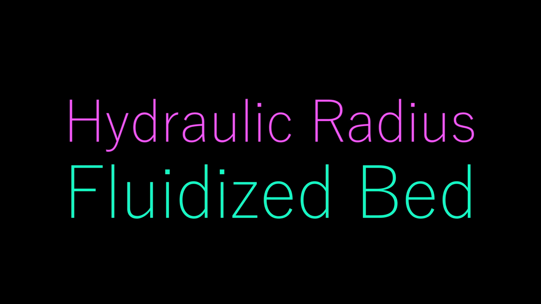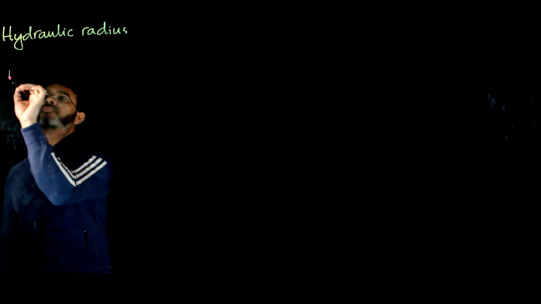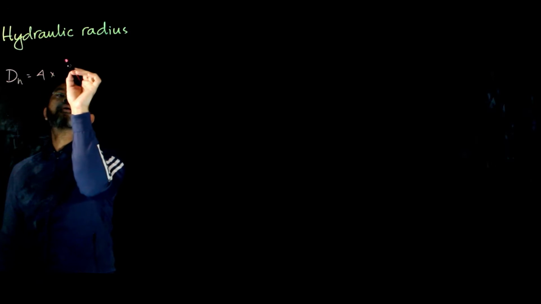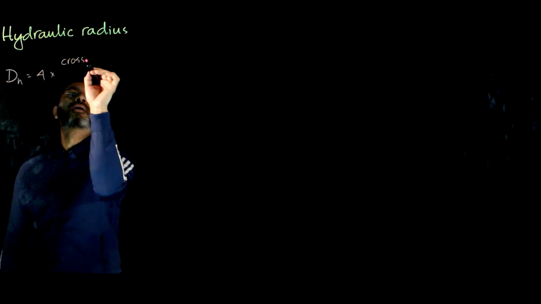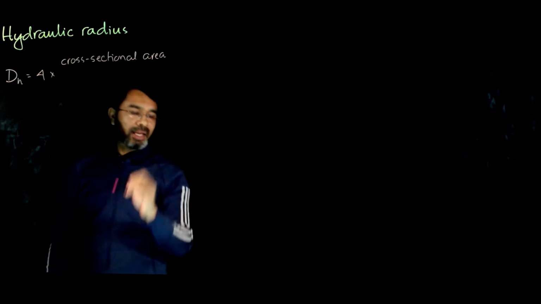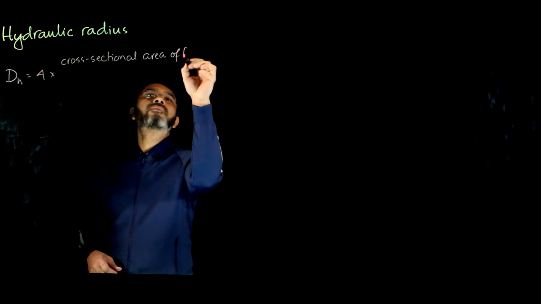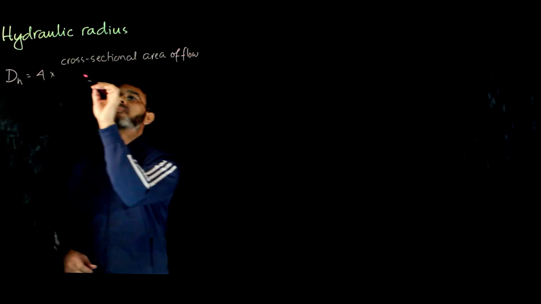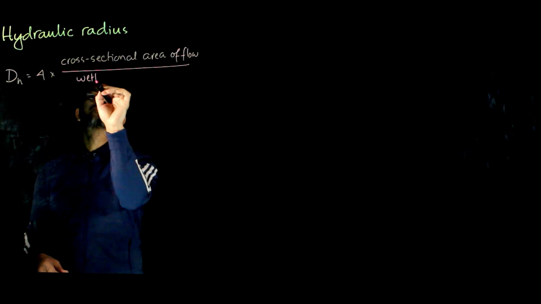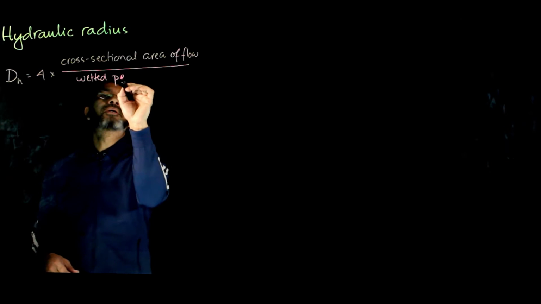Now let's look at the term hydraulic radius. Hydraulic radius is defined as 4 times the cross-sectional area of flow divided by the weighted perimeter.